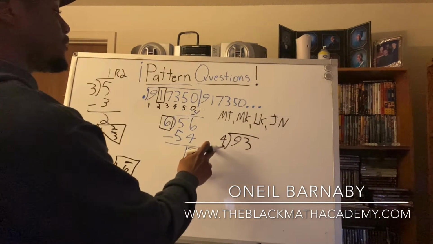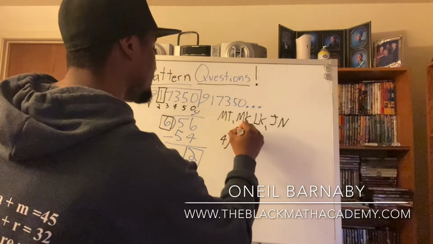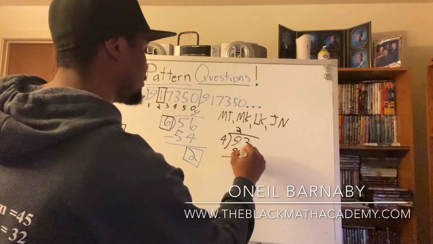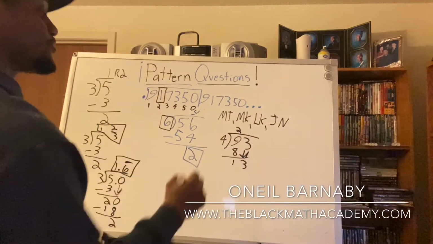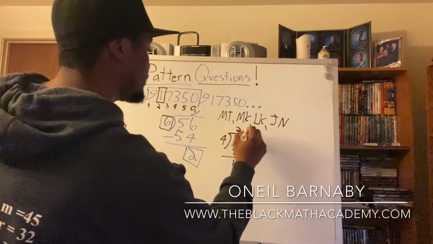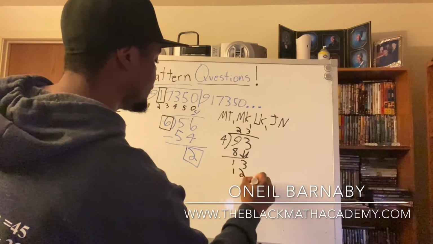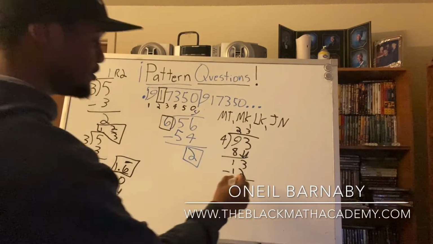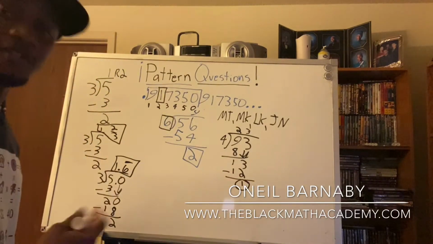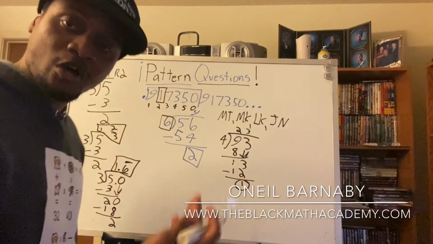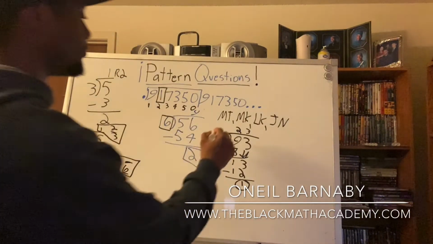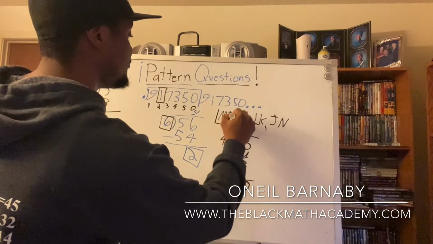Let's see. So 4 goes into 9 twice. 2 times 4 is 8. 9 minus 8 is 1. Drop the 3. 4 goes into 13 3 times. 3 times 4 is 12, and your remainder becomes 1. So that means the first person in that pattern of people who are calling will be the 93rd caller. So in this case, it'll be Matthew.